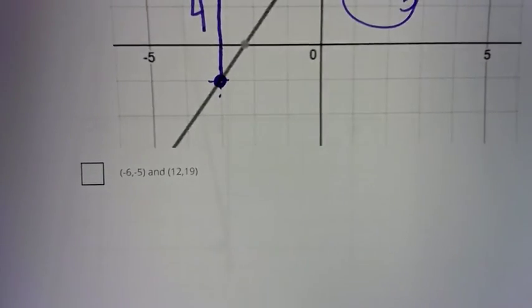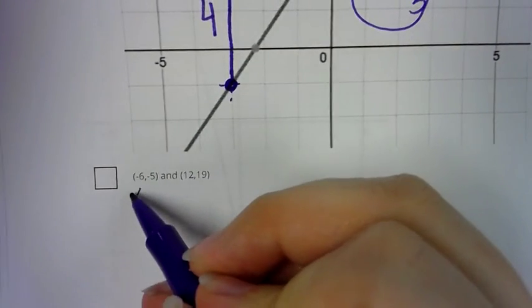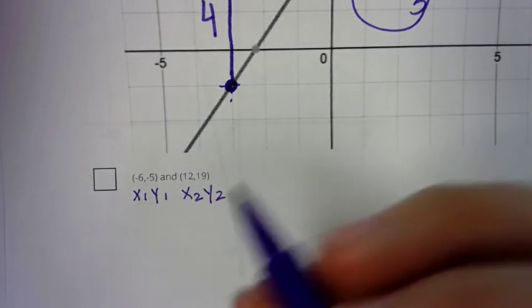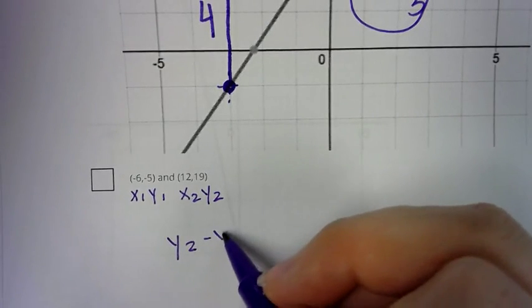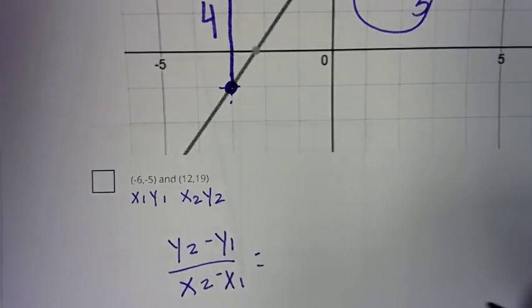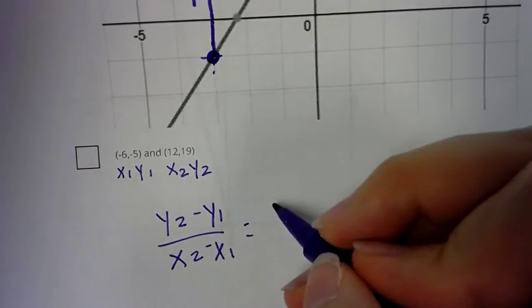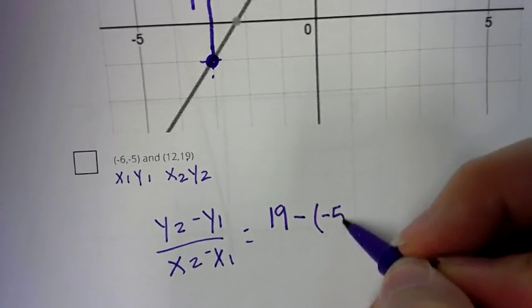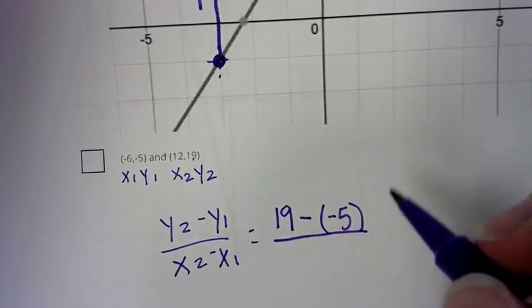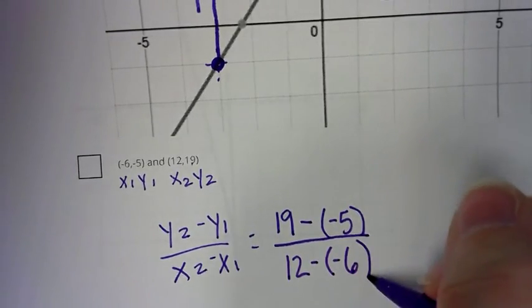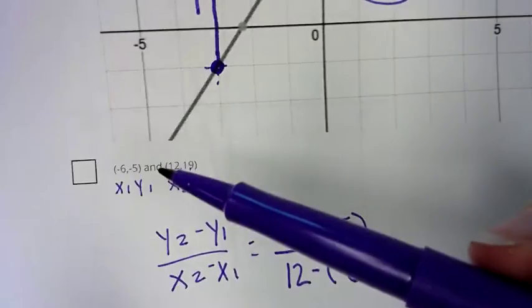And then finally, we have 2 points here. And to determine the slope between 2 points, we label them x1, y1, and x2, y2. So then I have y2 minus y1 over x2 minus x1. So when I substitute my points into that formula, I get 19, because that's y2, minus a negative 5, because that's y1, over x2, which is 12, minus a negative 6, which is x1.